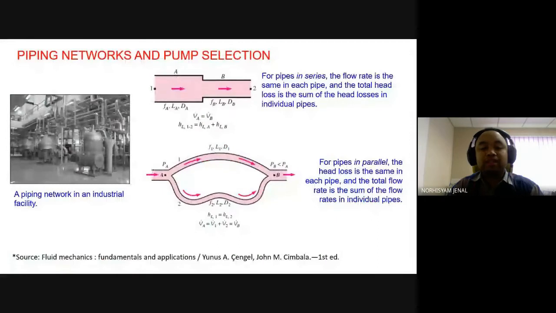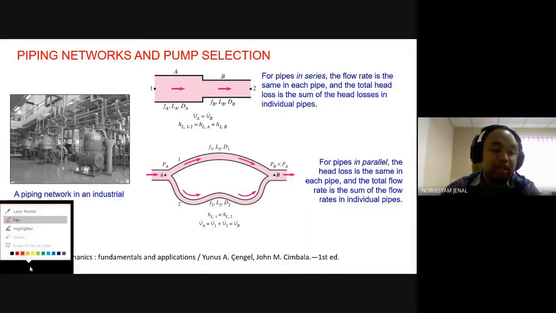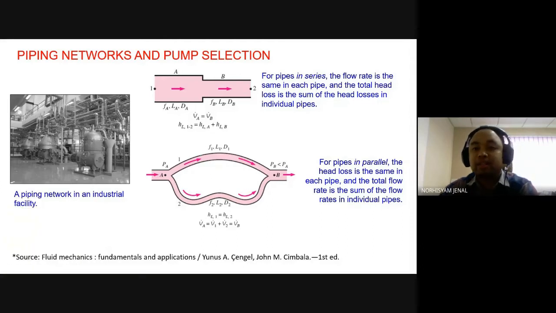So this is the next thing, which is piping network and pump selection. In this study, this is an example of a piping network. You can see multiple pipes going in and out. There are two different types of piping networks that you need to know. This is almost like what we learn in the electrical circuit study.